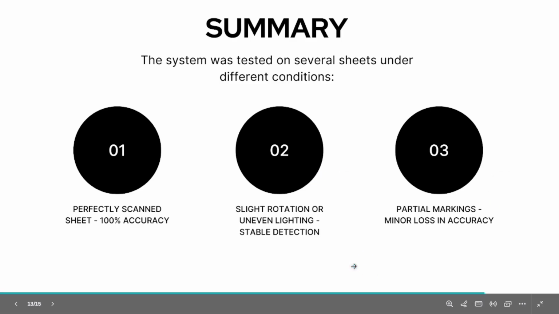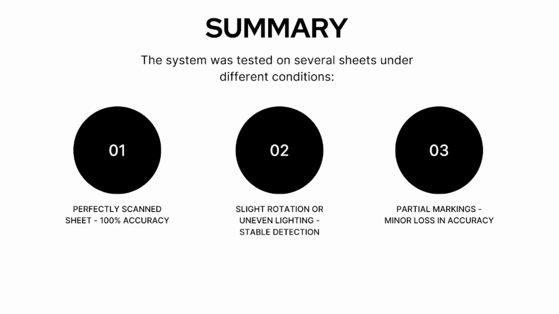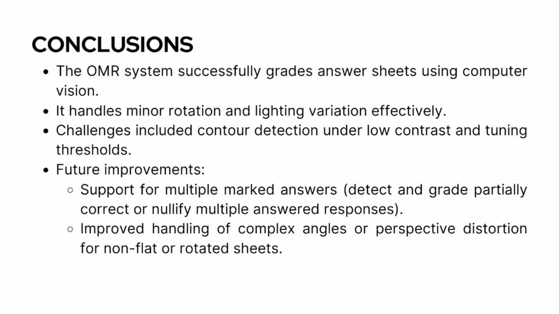So basically, as a summary of how the system was tested, it is very useful, giving good results with perfectly scanned sheets. It has really well shown results with light rotation images or some images with a bit of uneven lighting. And some of the partial markings have a minor loss of accuracy because of the last point that I just mentioned.